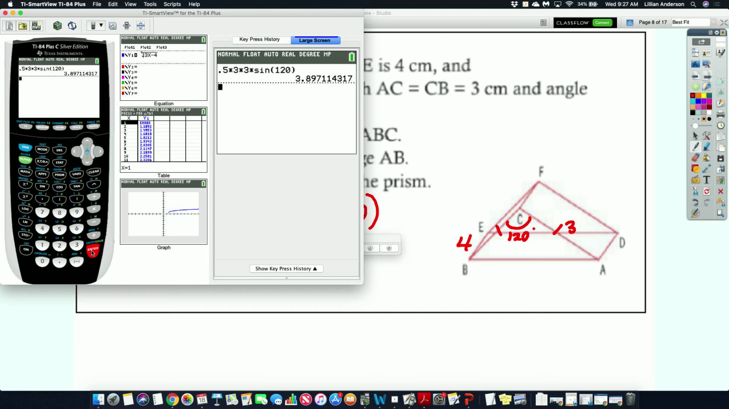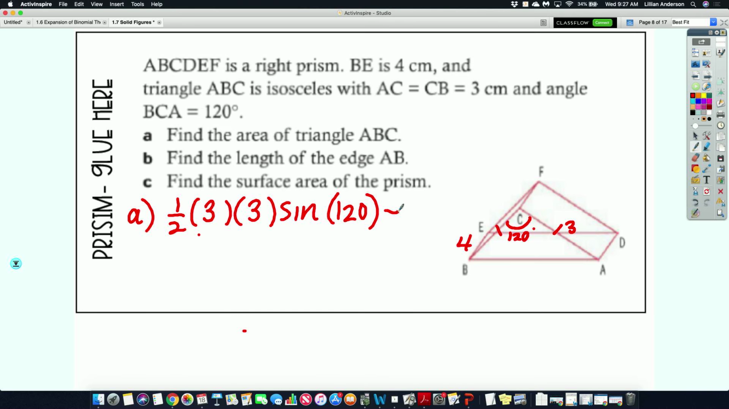So rounding that to three significant figures, what is it? 3.90. Okay, because that 7 causes that 9 to round up, that 9 causes that 8 to round up, and you do need the placeholder for that third significant figure. So this is going to be 3.90 what? Centimeters squared. I'm talking about area. Very good.